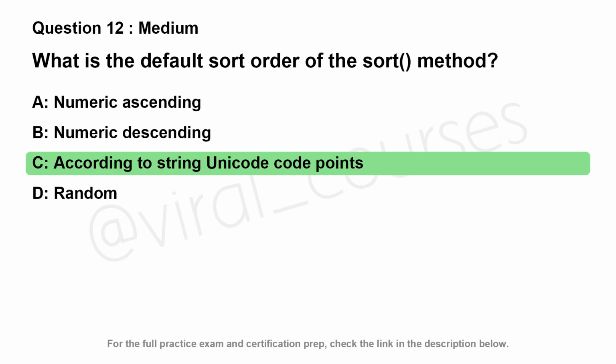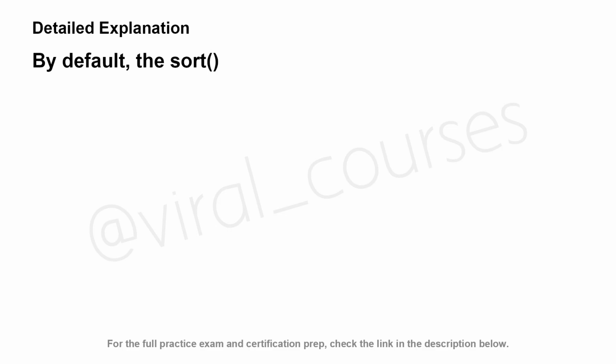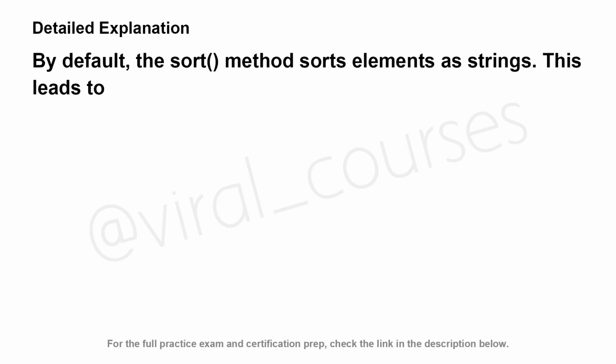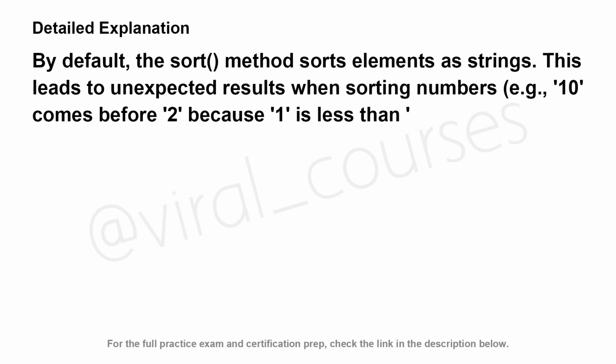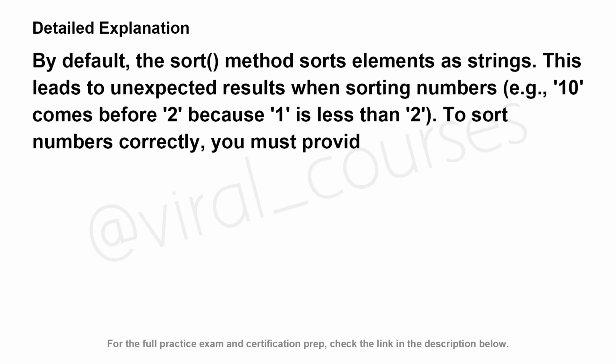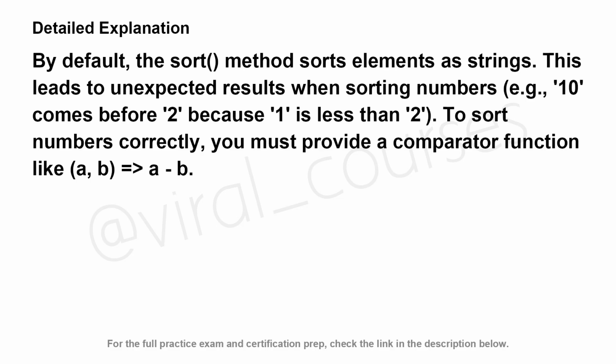The correct answer is C. By default, the sort method sorts elements as strings. This leads to unexpected results when sorting numbers, e.g., 10 comes before 2 because 1 is less than 2. To sort numbers correctly, you must provide a comparator function like (a, b) => a - b.